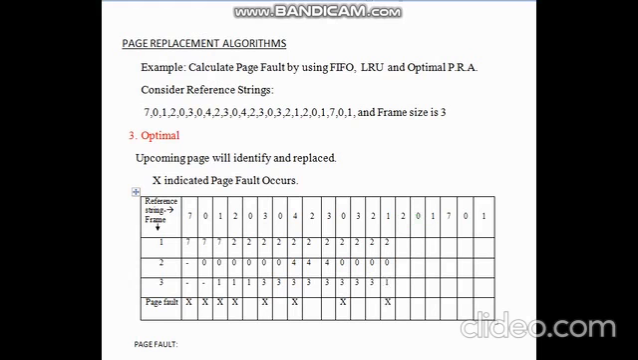Now 2, 0 and 1 overlap on 2, 0 and 1 respectively, so a page hit will occur. Now 0 and 1 are required in future, so in place of 2, 7 will be entered. 0 and 1 overlap on 0 and 1 respectively. So by using the optimal algorithm, total page faults are 9.